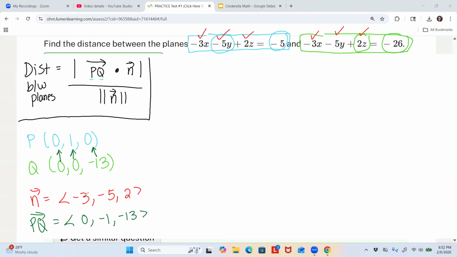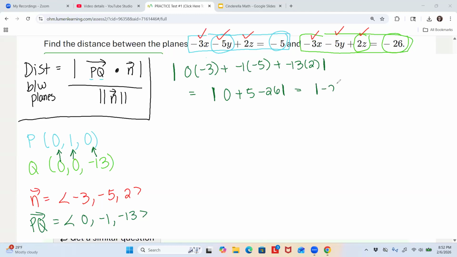So we're going to do PQ dotted with n and the absolute value of that. So that's going to be 0 times -3 plus -1 times -5 plus -13 times 2, and then we'll take the absolute value. So that's going to be absolute value of 0 plus 5 minus 26, which will be absolute value of -21, which will be 21. There's the top of our fraction.